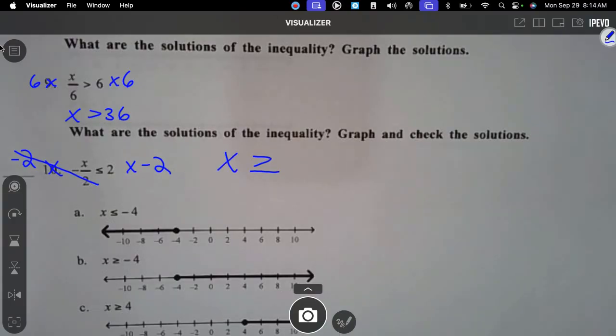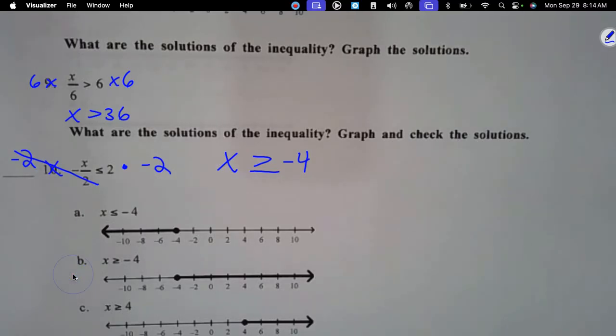And I have an x over here. What is 2 times -2? -4. So please be careful. Adding and subtracting, you don't flip your sign. Multiplying and dividing by a negative, you do. Which one of those, well, I know you can't see D, but it's B, right? Answer choice B. X is greater than or equal to -4 and it's a closed circle.